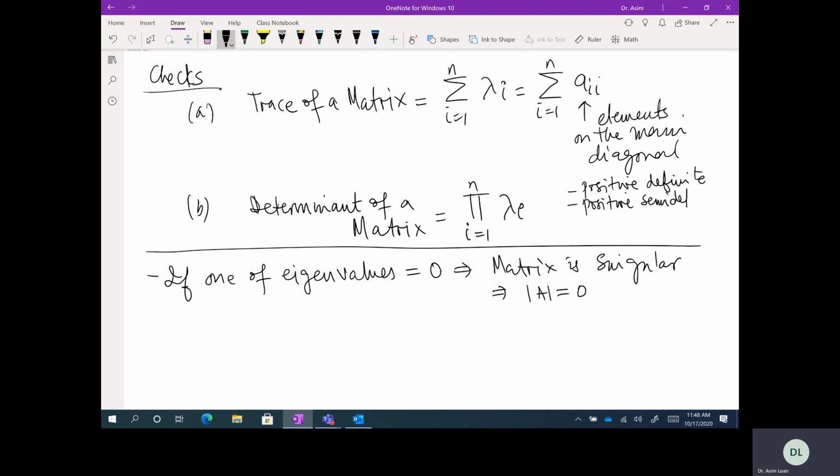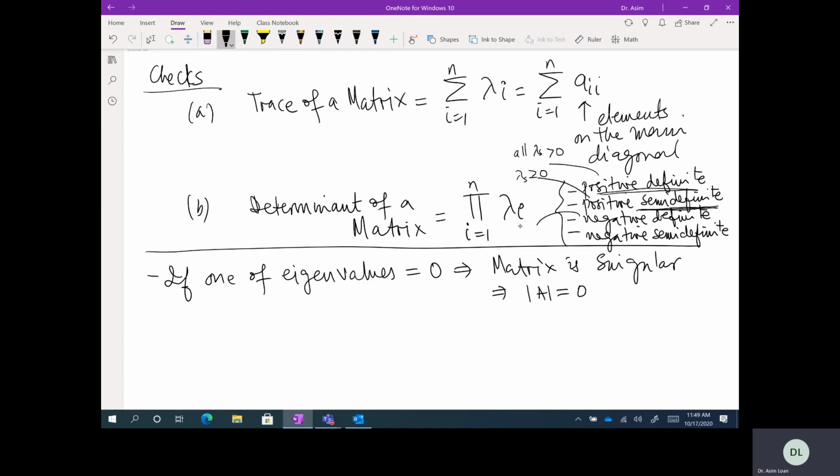This is chapter 6, by the way. Positive semi-definite, negative definite, and negative semi-definite. So a positive definite matrix is one in which all eigenvalues are greater than 0. Positive semi-definite is one in which eigenvalues are greater than or equal to 0. In a positive semi-definite case, the matrix would be singular. In this case, the matrix would be non-singular.